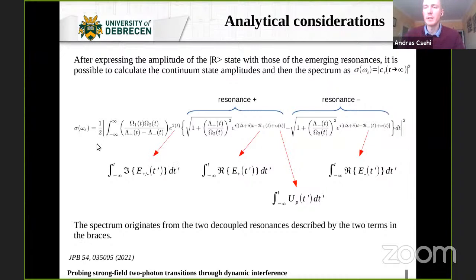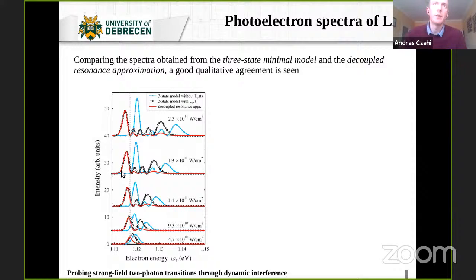And this is seen in this figure here. So this red curve is the analytical result from the previous slide, and the open circles are the three-state model result. And we see that there is a fairly good qualitative agreement. At least all the main features of the spectrum are recovered by the analytical model, namely the asymmetry of the spectrum, the shifting of the spectrum with respect to the nominal position, the number of sub-peaks, and the position of the sub-peaks are all recovered by this model. So one can use this in further analysis.